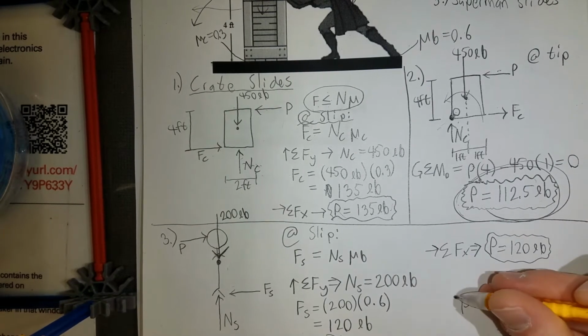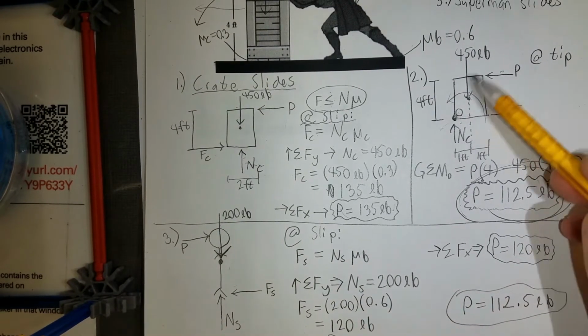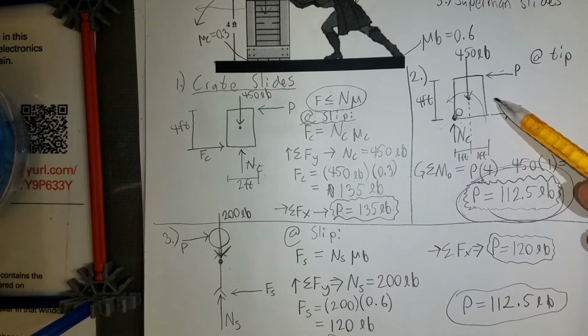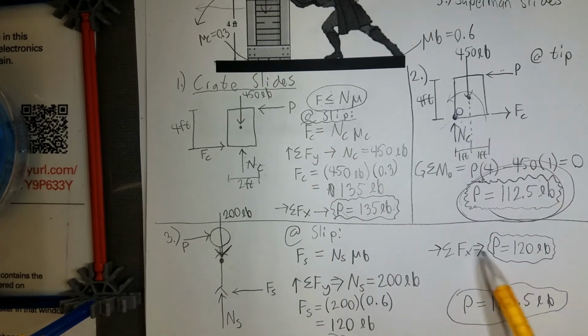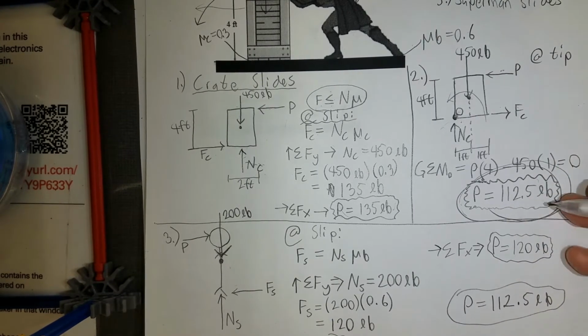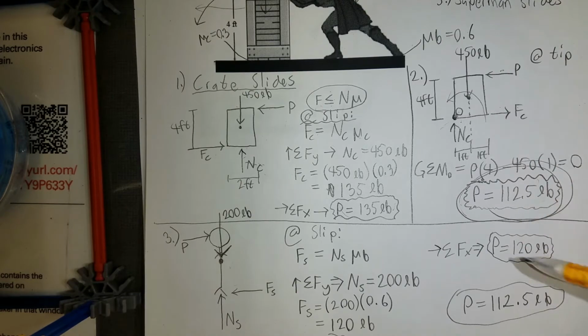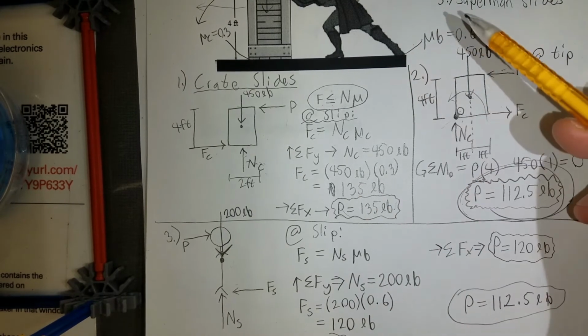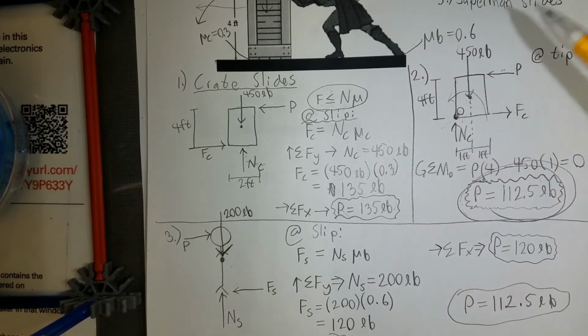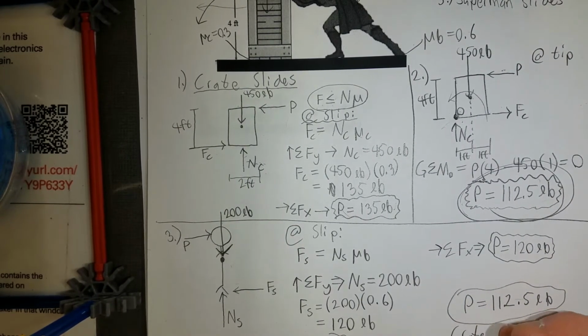112.5 pounds. Ultimately, this means that the first thing that's going to happen is the crate is going to tip. And once the crate starts tipping, none of these other things particularly matter, just because the crate is already starting to do that. So we've reached a value of P that causes it to tip first, before Superman has a chance to slide or before the crate has a chance to slide. So we can say this, our P-value, and we can say the crate will tip.